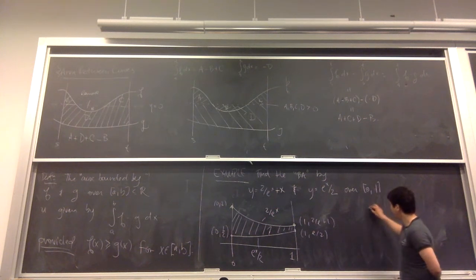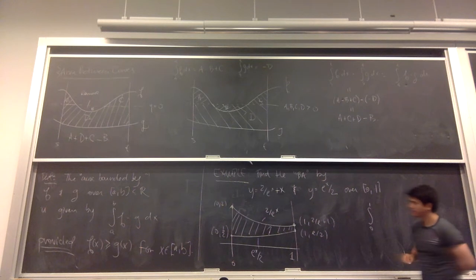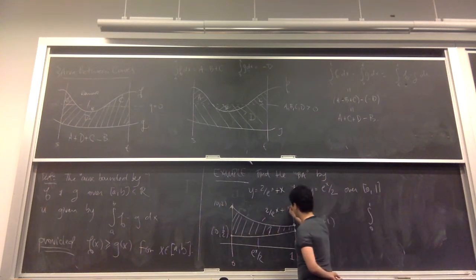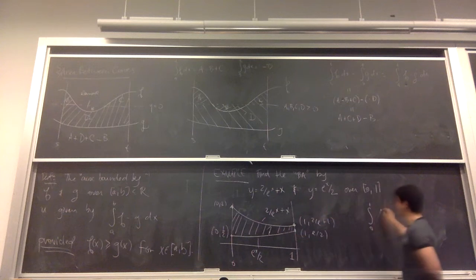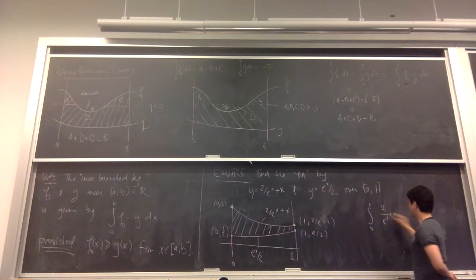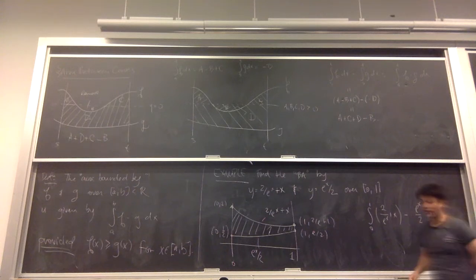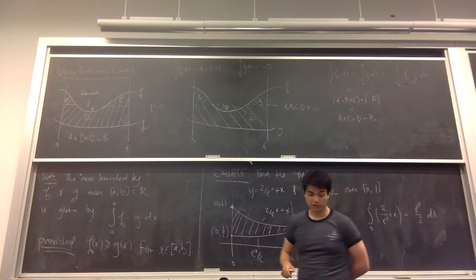So you're saying I need to take the integral from 0 to 1 of what? Of 2 over e to the x plus x, that's the top curve, minus the bottom curve, e to the x over 2, dx. Can you guys do that? Try it.